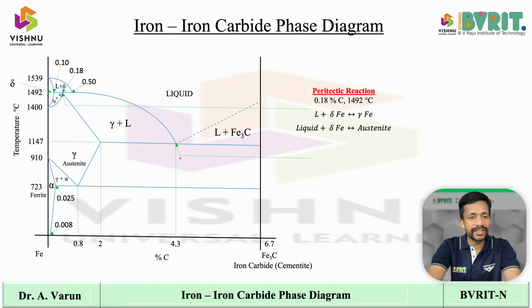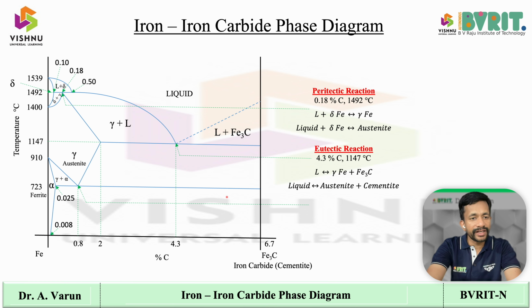Then the second reaction is occurring here at 4.3 percent carbon, wherein at 1147 degrees centigrade, the 4.3 percent carbon liquid gives rise to the ends of the tie line, which is gamma on one side, Fe₃C on the other side. So liquid gives rise to gamma iron plus Fe₃C. Gamma is called austenite, Fe₃C is called cementite, and this mixture of austenite plus cementite is called ledeburite.